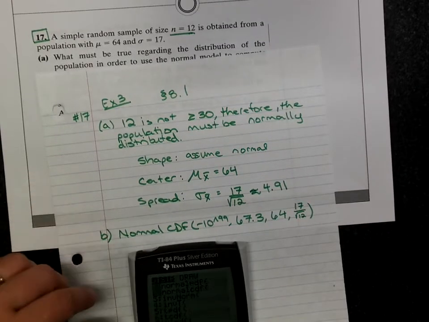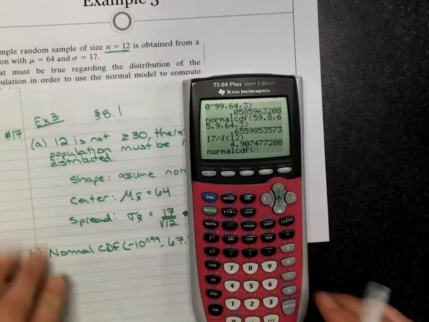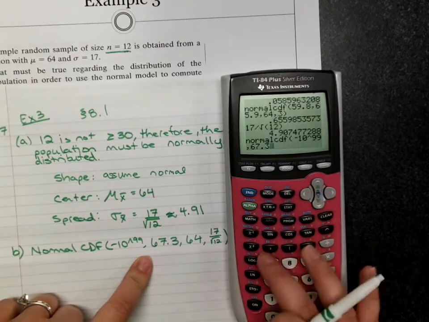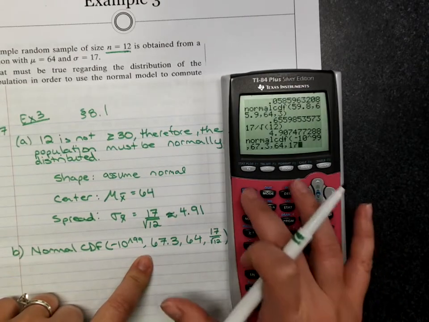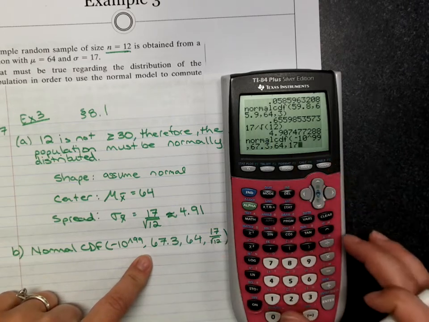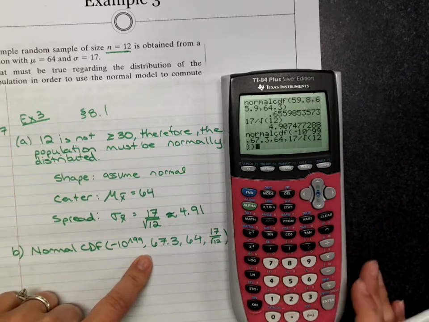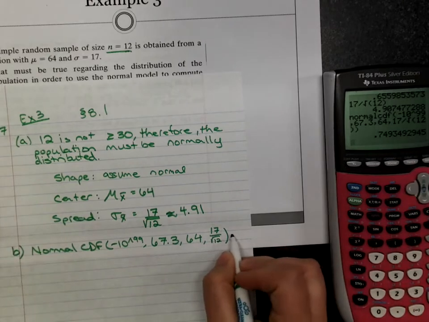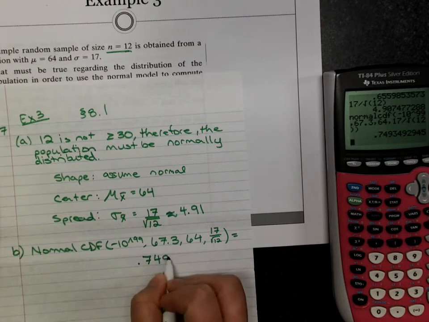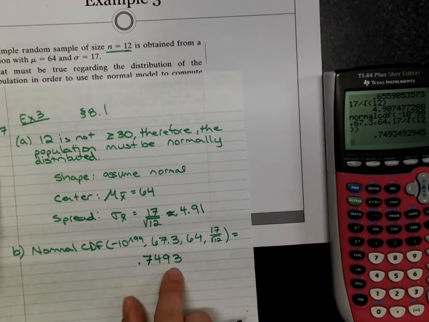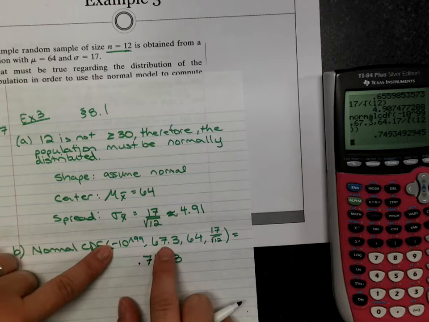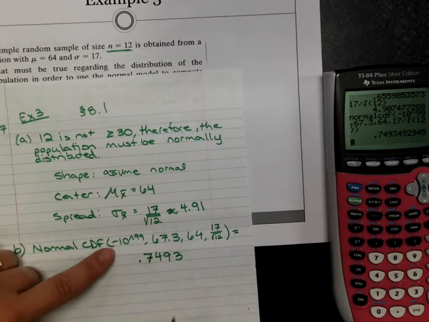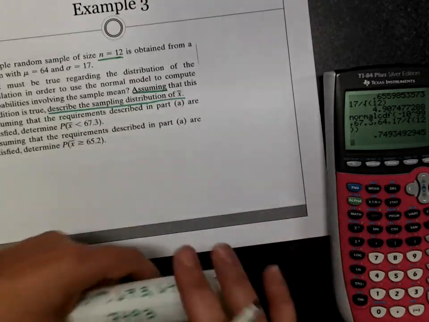So we're going to do second bars, normal CDF. We'll go from negative infinity to 67.3, using the true mean of 64 and the adjusted standard deviation. You just type in 17 divided by the square root of 12 and just use a double parentheses to close it, and that should give you the result, 0.7493. Which is a pretty big value, but if you think about it, we're going from negative infinity past the true mean to 67.3. So again, if you draw the curve and shade, it'll help you verify that that number is reasonable. And then part C, I'm going to fold this back here.